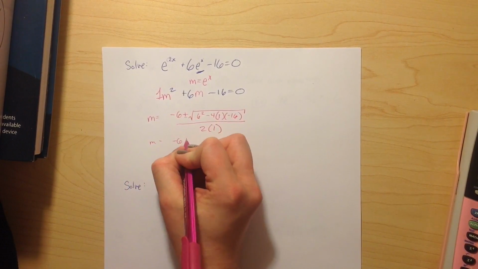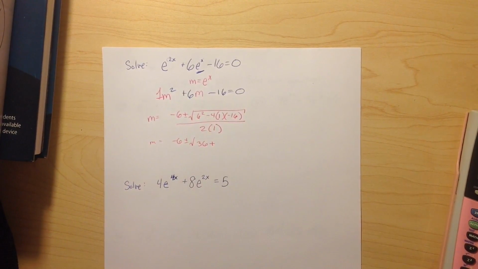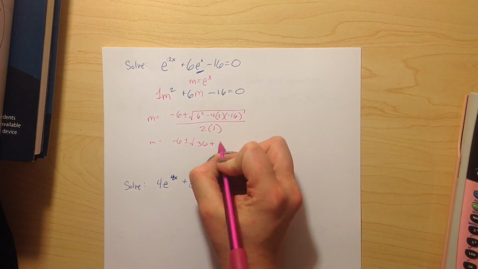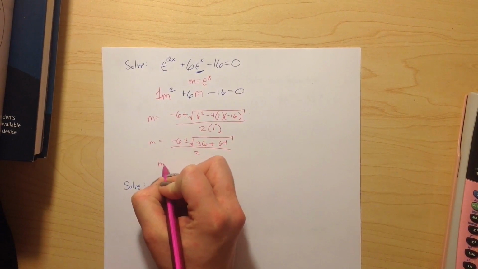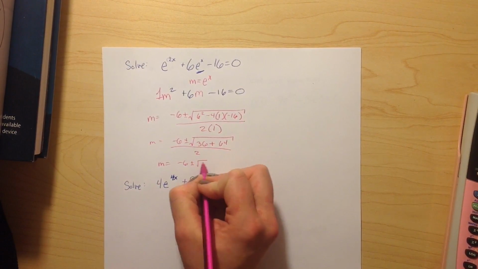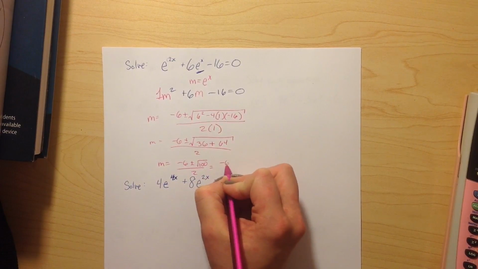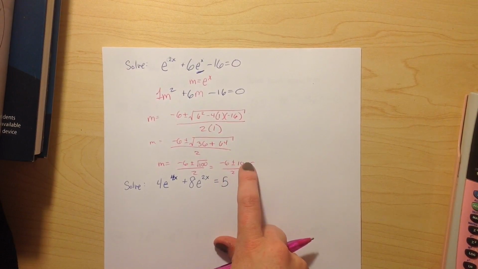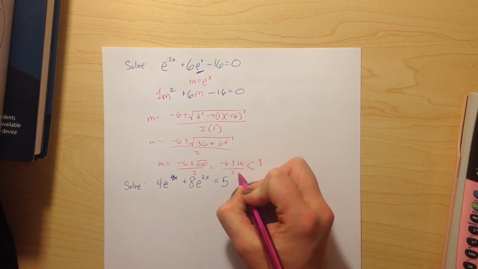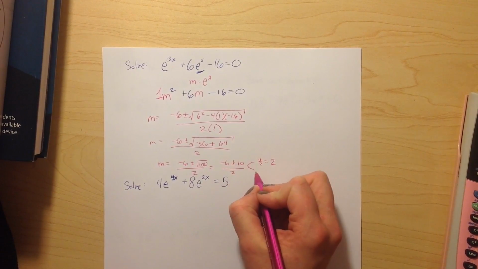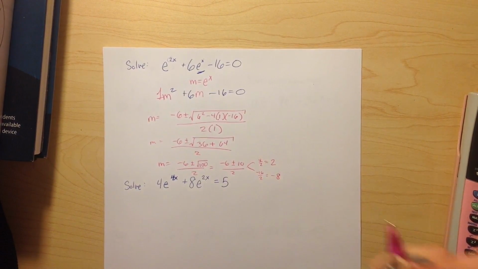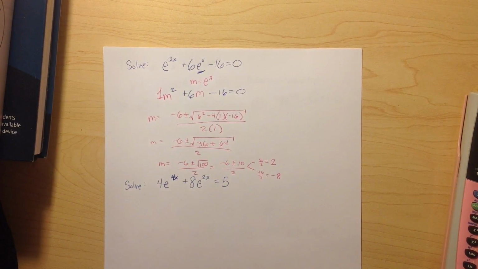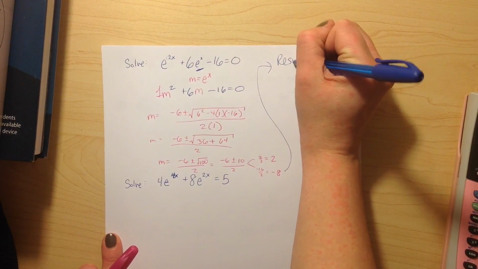That's going to give me negative 6 plus minus square root of 36 plus, real quick, 16 times 4, I get 64, all over 2. That's negative 6 plus minus square root of 100 over 2. Negative 6 plus minus 10 over 2. When I split this, if I add it first, I am going to get 4 over 2, which is just 2. If I subtract it, I'm going to get negative 16 over 2, which is negative 8. So m is 2 or negative 8, but m is not what I was solving for. So now I'm going to resubstitute.